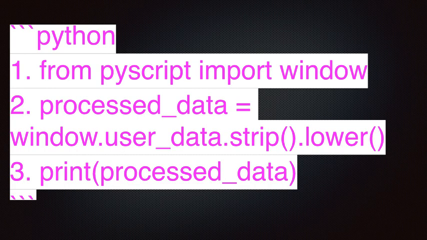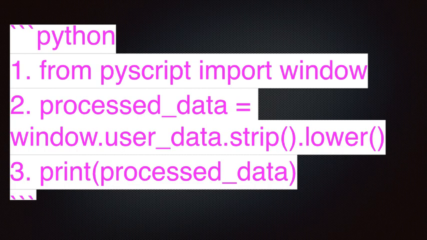Let's move to line number 2, processed underscore data. This is a variable name equals window.user underscore data.strip. This is a function, dot lower, another function. These are built-in functions in Python. So this line performs a series of operations to process some data that is assumed to be accessible as a property of the JavaScript window object.